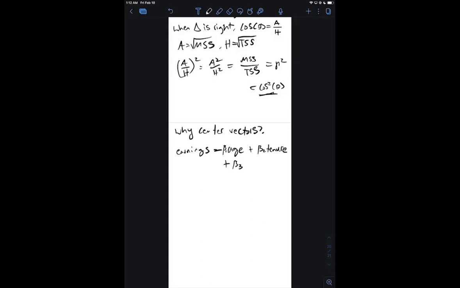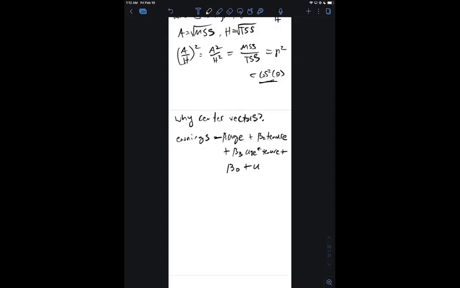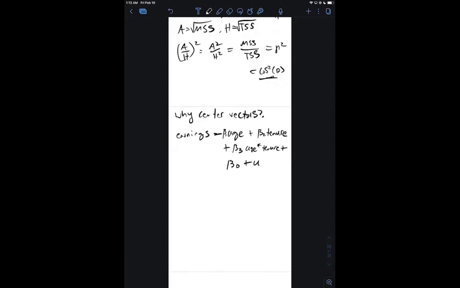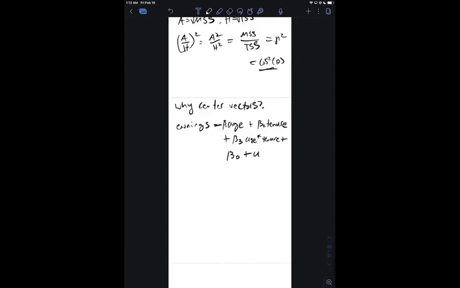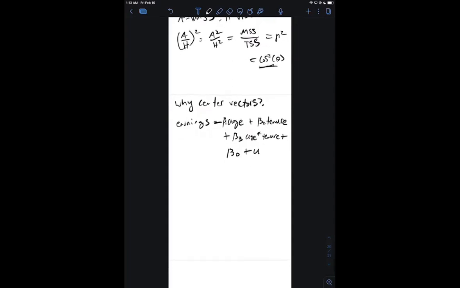plus their interaction, plus some beta naught, plus some unobserved term. Okay, so what does this tell us really? Well, if we are trying to interpret the coefficient on age or tenure, note that age and tenure both show up here in two places.